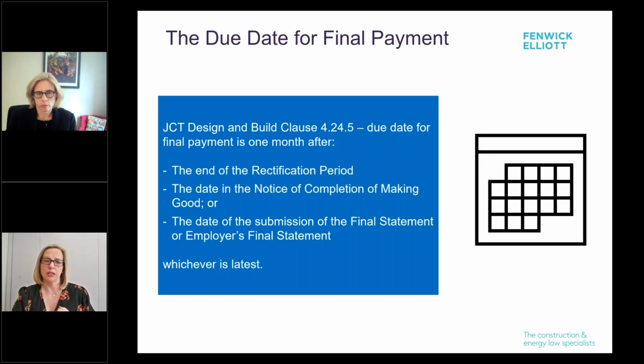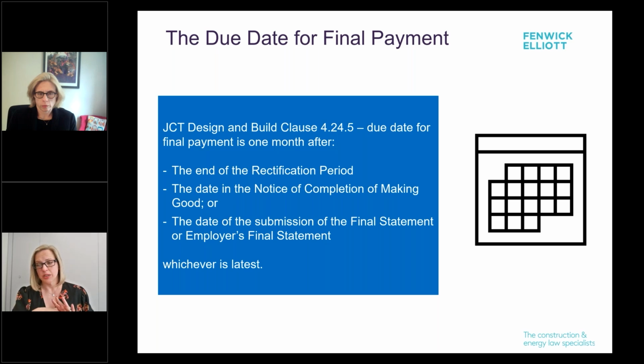So clause 4.24.5 of the design and build sets out the events that will determine the time frame for the due date for final payment. On the default position under the design and build, the latest date is likely to be the end of the rectification period, noting that the date in the notice of completion of making good could be later, but if no defects were notified, then there's no actual requirement to issue such a notice.